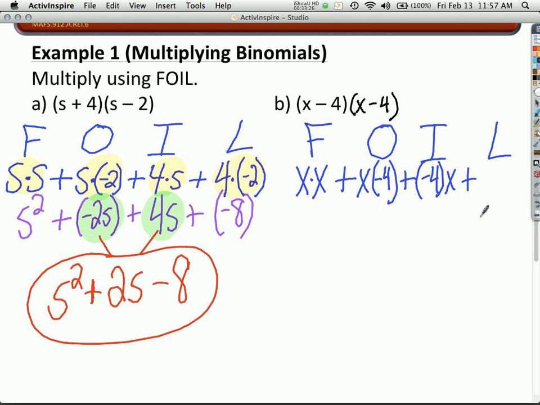Can we just do that mentally right now without even writing down negative 4 times negative 4? It's 16. So we can just go ahead and multiply it right now. So we've got 16.